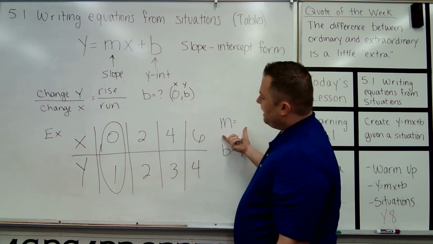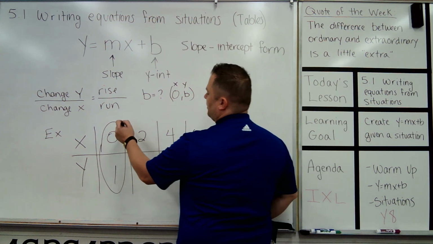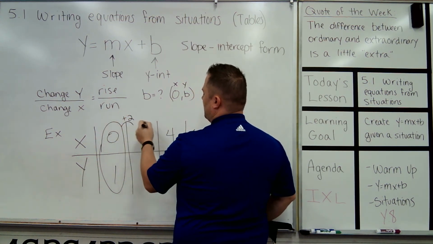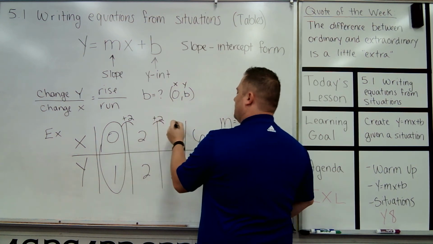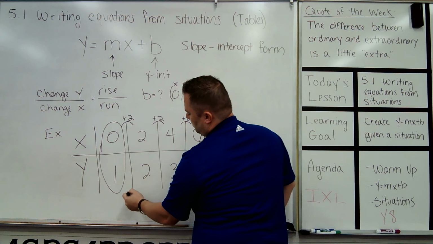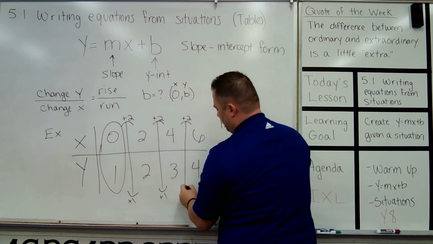If I want to get after my m, I have to study the change in the y over the change in the x, meaning I want to know how this is changing. To get from 0 to 2 is plus 2. From 2 to 4, plus 2. From 4 to 6, plus 2. From 1 to 2 is plus 1. From 2 to 3, plus 1. From 3 to 4, plus 1.